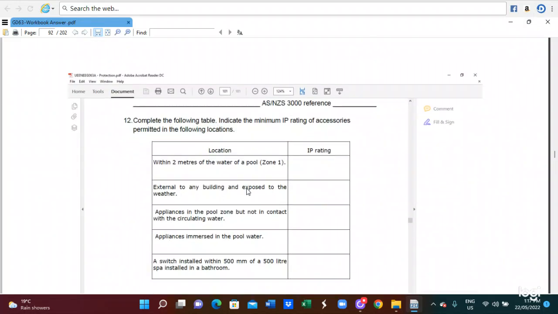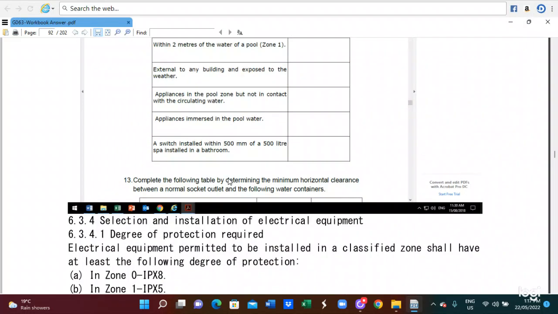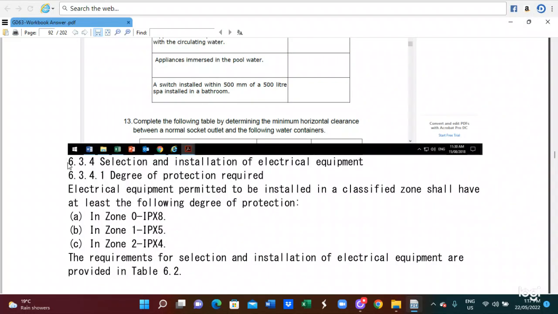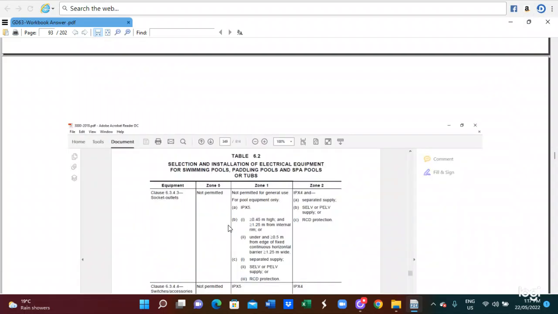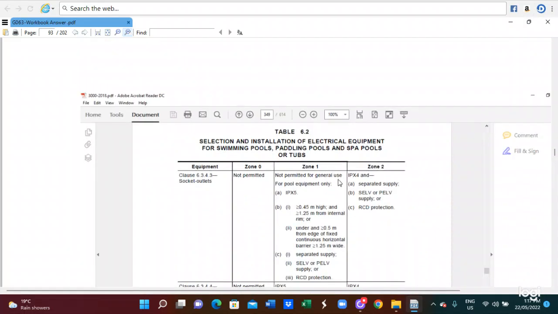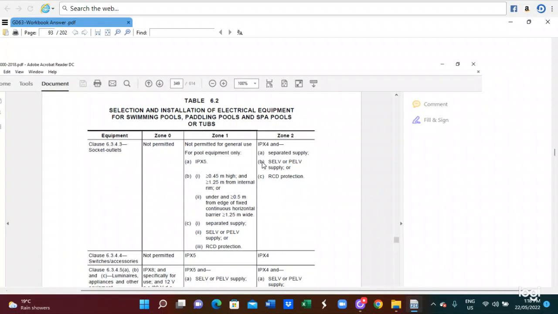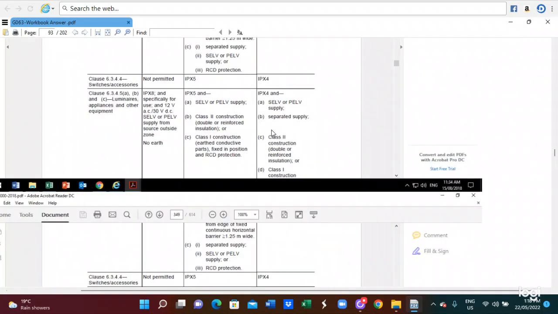In the meantime, this is for the location and the IP rating. For this location IP rating, you have to read clause 6x3x4x1, the protection equipment and appropriate IP rating system. You also need to follow table 6x2, selection and installation of electrical equipment for swimming pool, wading pool, and spa pool or tub. So we have to refer to table 6x2.